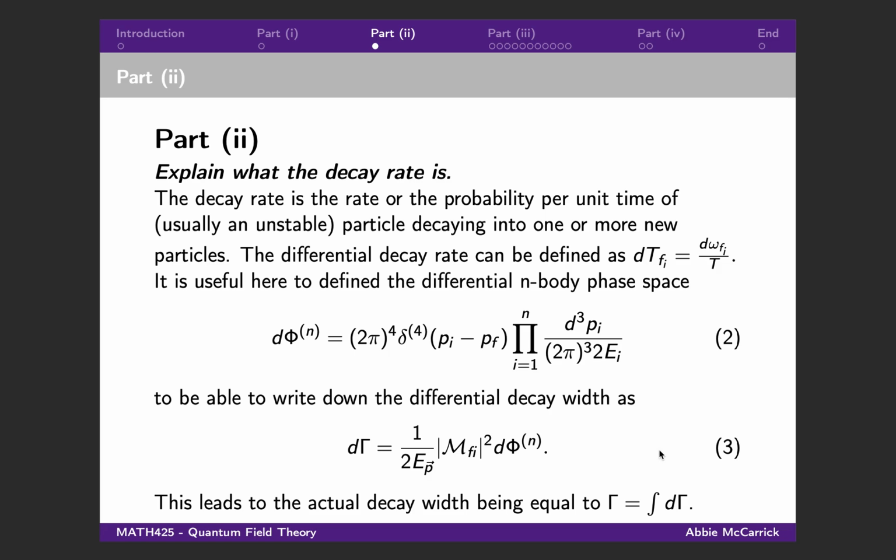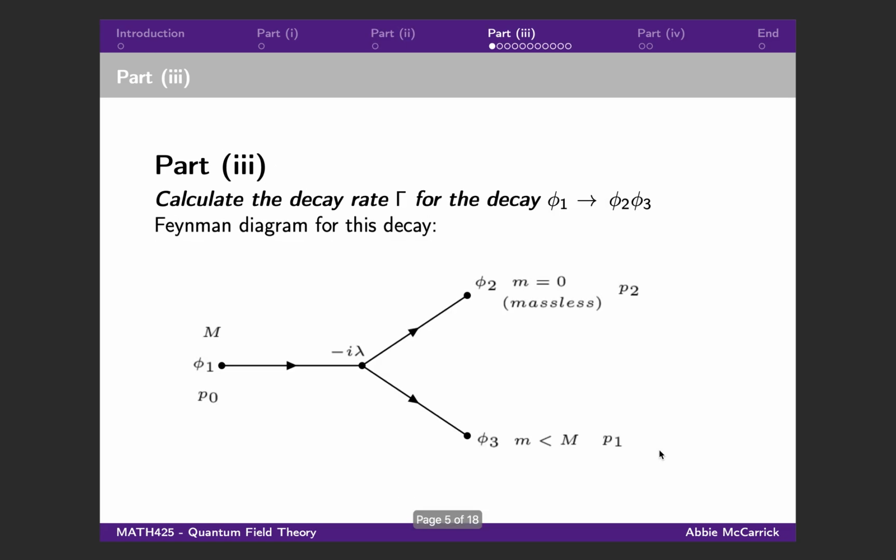So we will be looking for just gamma on its own. Part 3 is to calculate the decay rate gamma for the decay phi 1 goes to phi 2, phi 3. To begin, we can start by visualising this problem a little bit using a Feynman diagram for this decay. We start with phi 1, our initial particle with an initial momentum of p0, and it has an initial mass of m.